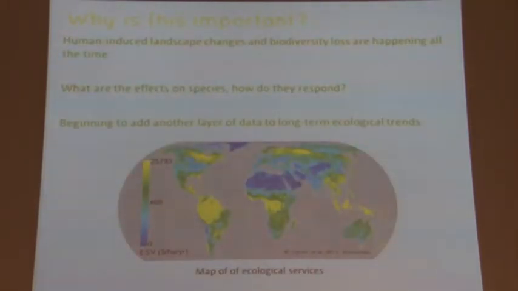So then looking at the big picture, why is this important? As I mentioned in the introduction, we don't really know very much about the Holocene in terms of ecology, and human-induced landscape changes and biodiversity loss are happening all the time. And it's really useful to know what the effects of human-induced changes are on species and how they respond in terms of evolution or ecological niche change, which can add another layer of information to our understanding of long-term ecological trends. This is not useful only in an abstract way, as I'm sure everyone here knows, but also because ecological resources are important for our existence.